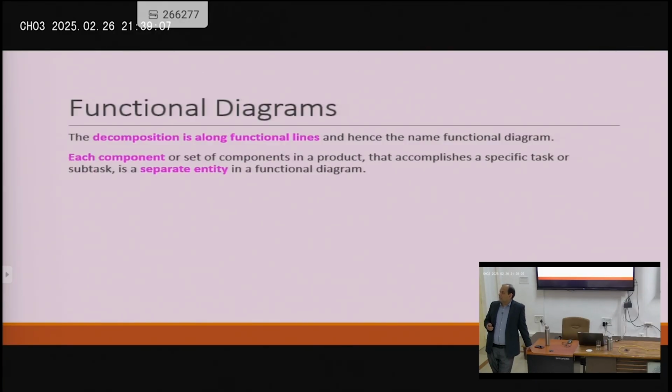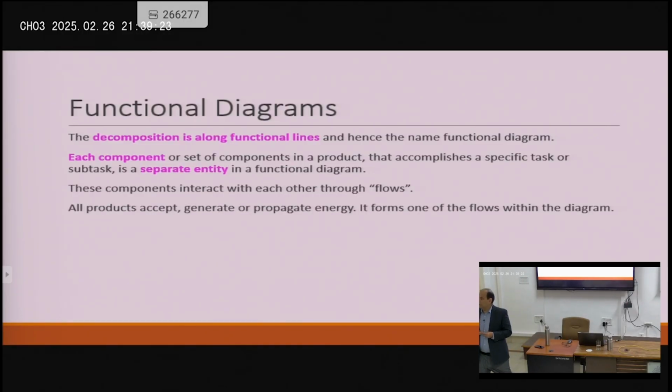And in functional diagrams, we make sure that each block that we draw accomplishes a specific task or subtask, and it's a separate entity, right? And then we connect these with flows. These are connected by flows because all products, I don't care what it is, accept, store, generate or propagate energy. Even when you're using a peeler, as simple as you can get, it's taking energy from your hand and using it to separate layers of cells from the vegetable.